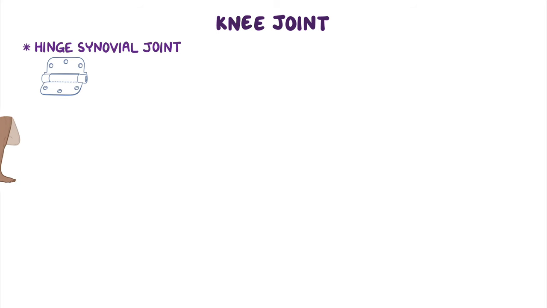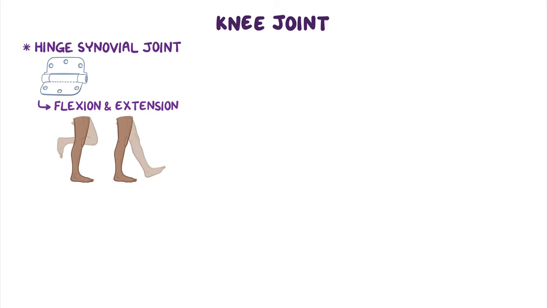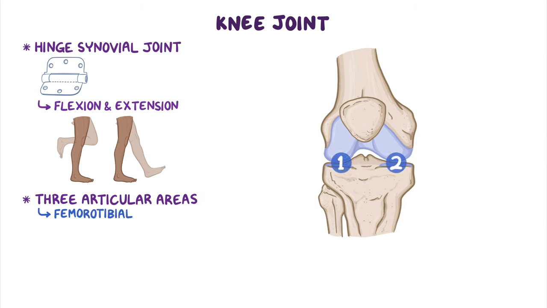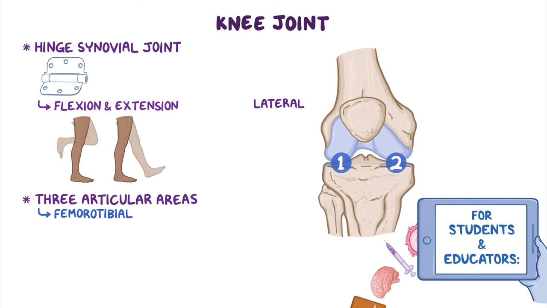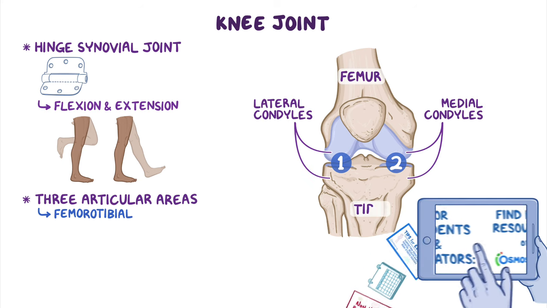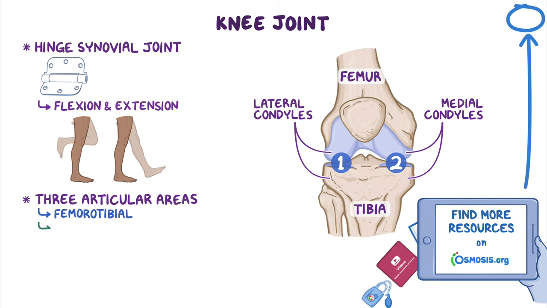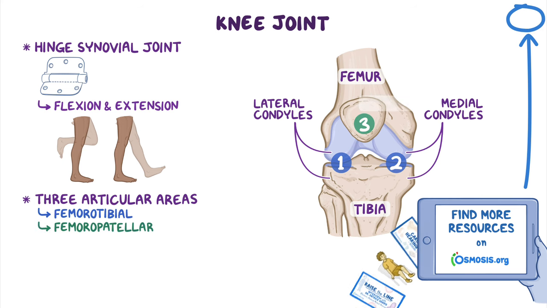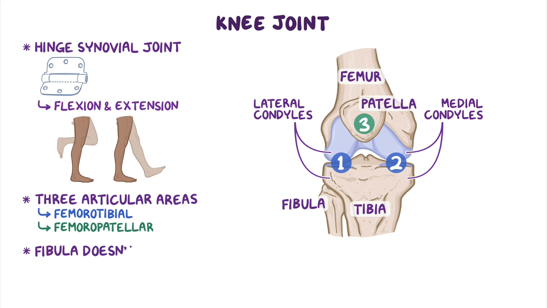The knee joint is a large hinge type of synovial joint, allowing flexion and extension of the lower limb. The knee joint has three main articular areas: the lateral and medial femoro-tibial articulations between the lateral and the medial condyles of the femur and tibia, as well as the intermediate femoro-patellar articulation between the patella and the femur. Notice that the fibula does not participate in the knee joint.